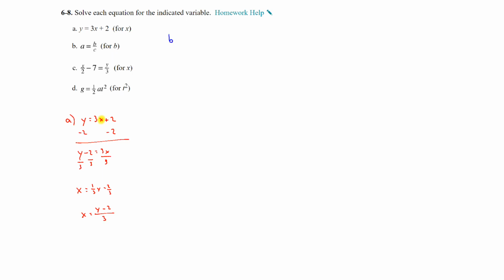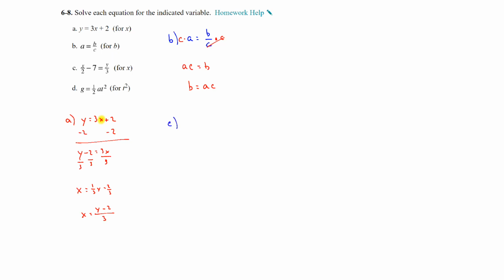On to B. So A is equal to B over C. We're solving for B. So if B is being divided by C, we can undo that by multiplying both sides by C. So we have AC, or CA, doesn't matter. And then the C's cancel, and that's equal to B. So you're done. It's one step. B is equal to A times C, or C times A. Either way would be fine.